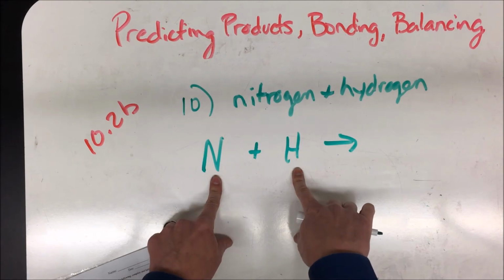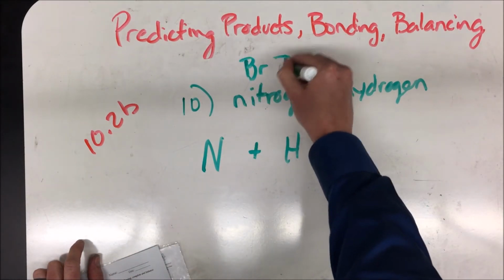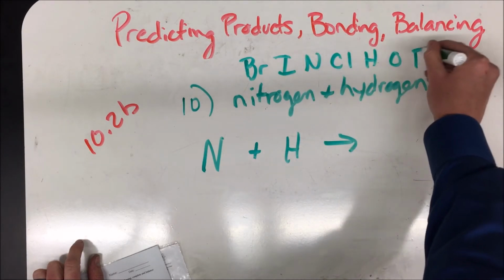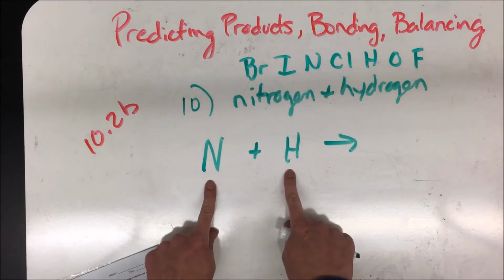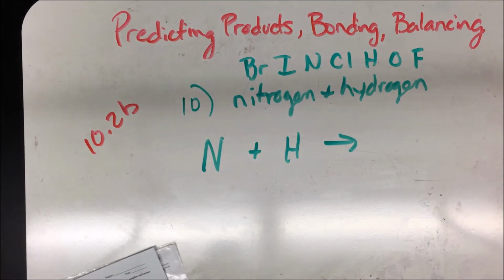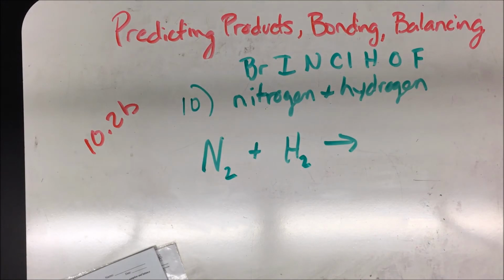Both of these are part of Brinclhof: B-r-I-n-C-l-H-O-F. If you see any of those elements all by themselves, not bonded to something, in a chemical equation, you absolutely must put a 2 there. They're naturally occurring diatomic molecules.